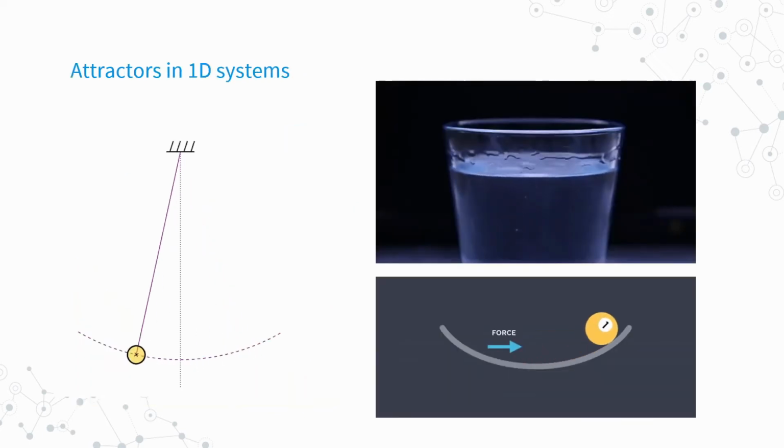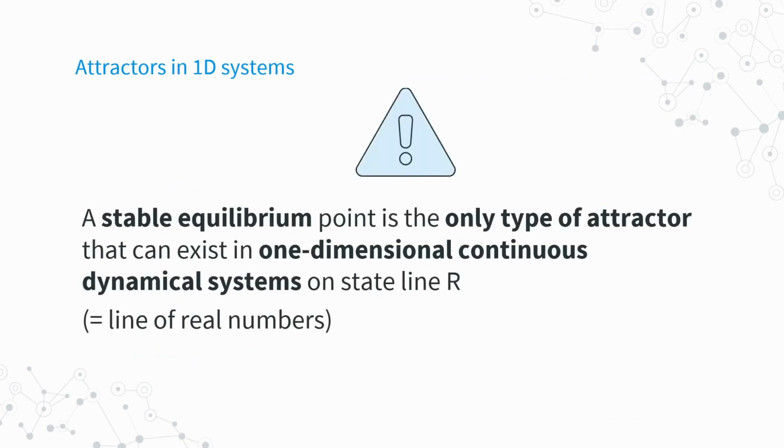For picturing purposes, it can be seen as the center-bottom position of a damped pendulum, the level and flat waterline of sloshing water in a glass, or the bottom center of a bowl containing a rolling marble like we have here. A stable equilibrium point is the only type of attractor that can exist in one-dimensional continuous dynamical systems defined on a state line of real numbers.